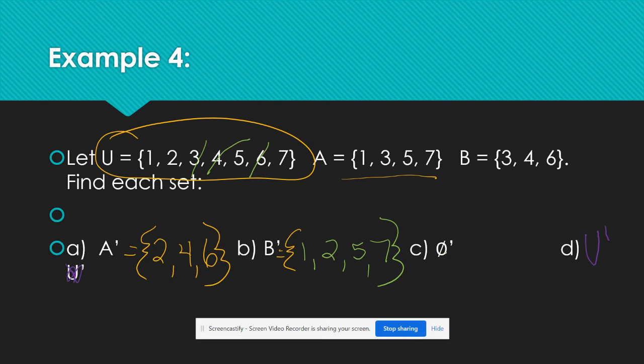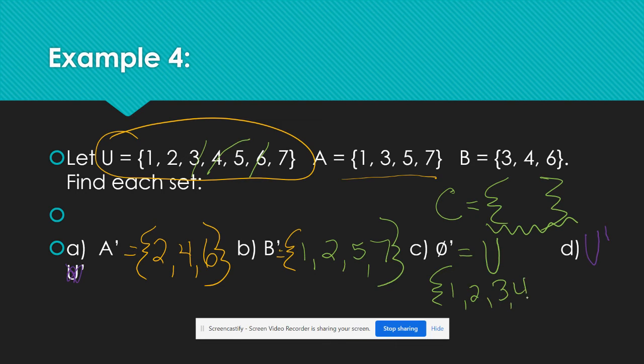C, the empty set. The empty set prime. So remember, empty set means that we have, let's say, set C that have no elements in it. There's nothing listed. So if there's nothing listed, then what part of this would we cross out? Well, we don't have to cross anything out. Nothing means that the universal set would be the complement of the empty set. Or 1, 2, 3, 4, 5, 6, 7.